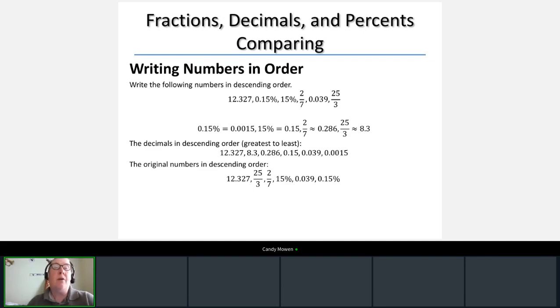Writing numbers in order. Write the following numbers in descending order. There again, we have a mixture of percents, fractions, and decimals. Again, we want to make the decimal equivalent. 0.15% is 0.0015. 15% is 0.15. And pardon me, 2/7 is 0.286. And 25/3 is 8.3. When we are asked to do it in descending order, it is greatest to least. So we can place our decimals: 12.327, 8.3, 0.286, 0.15, 0.039, and 0.0015. Then put them in the original form as they are stated, and then just put them in that particular order.